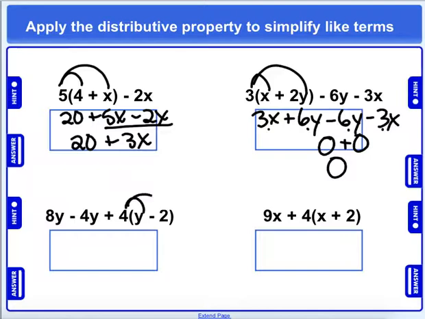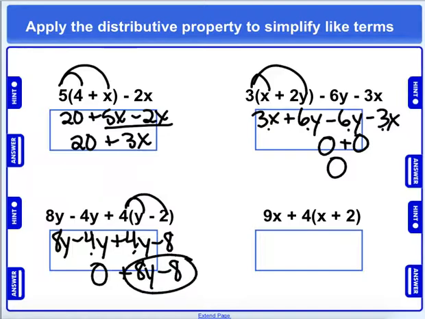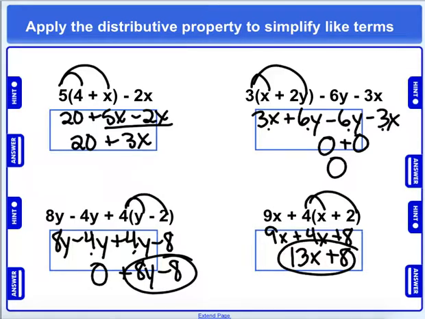Let's try again. 8y minus 4y plus 4y minus 8. Well, minus 4y and plus 4y, those cancel out to be 0, but we still have an 8y minus 8. So we would say that's our answer, 8y minus 8. And then finally, we would say 9x plus 4x plus 8. We combine 9x and 4x since those are like terms and get 13x plus 8. And since those aren't like terms, we'll leave it as is.